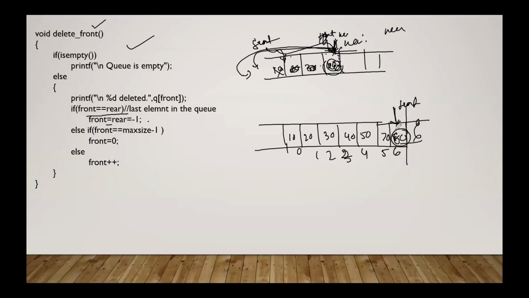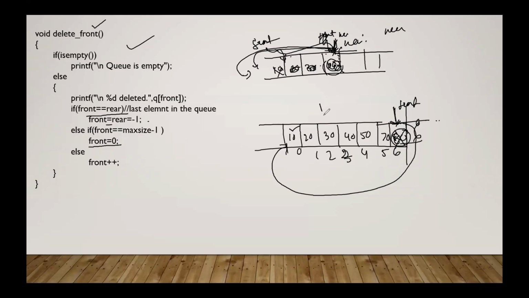So now once we delete the value, after that what happens? There is nothing to be done, as it's circular, meaning it should be moved back to this one. After that, this element should be deleted. That's why it makes the front equal to 0.